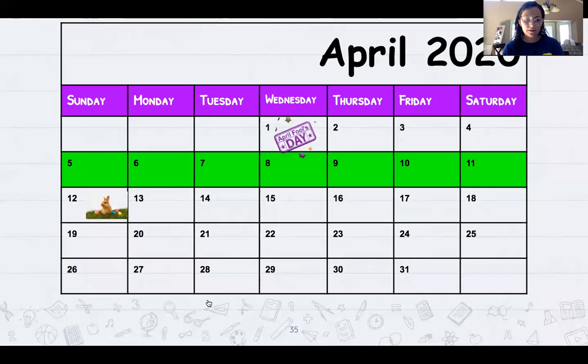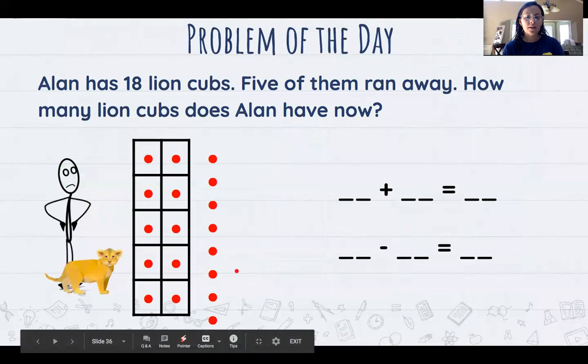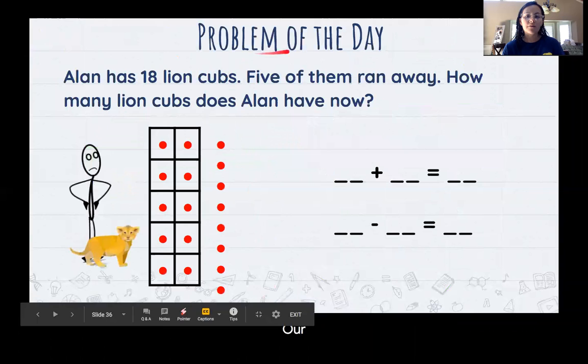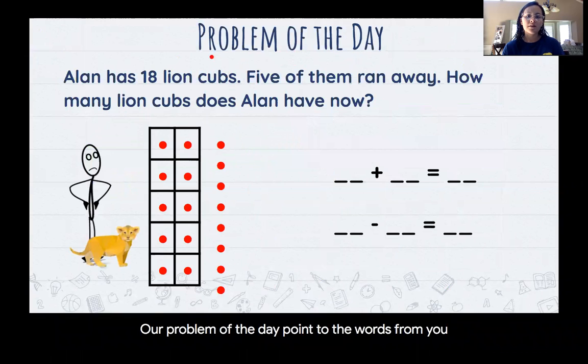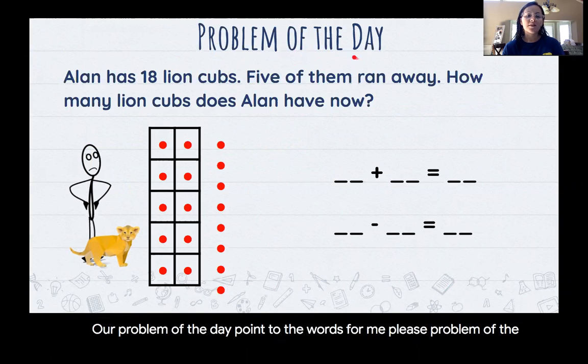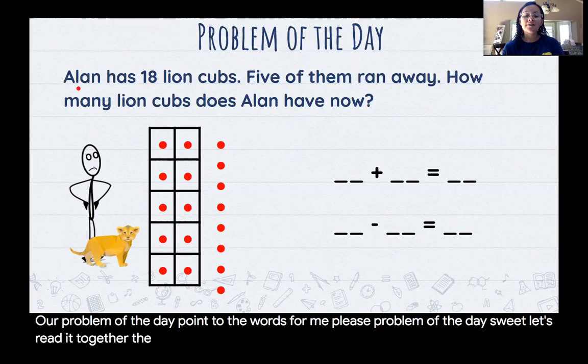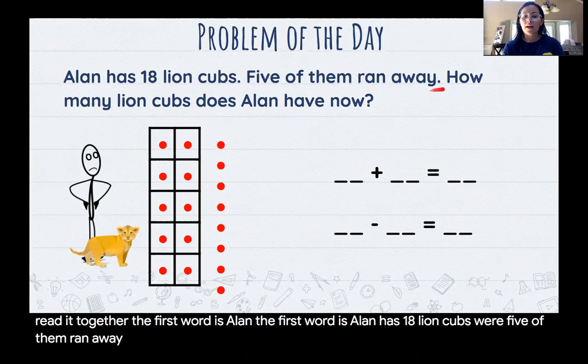All right, let's keep going. Oh, I zoomed in. Here we have our problem of the day. Point to the words for me, please. Problem of the day. Sweet, let's read it together. Alan has 18 lion cubs. Whew. 5 of them ran away. How many lion cubs does Alan have now?